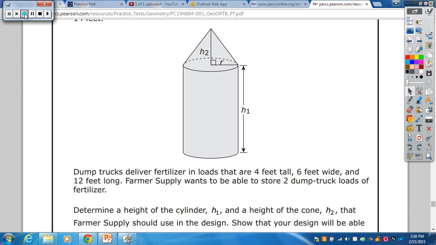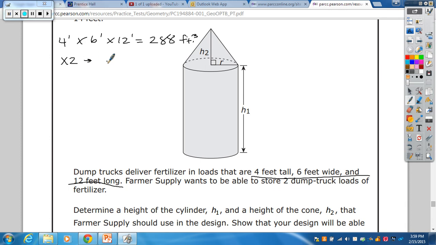All right, so as a result, we need to figure out what the volume of that's going to be. And remember, there's 2 trucks that are being brought in there. So as a result, I'm going to go ahead and do 4 feet by 6 feet by 12 feet. Gives me a total volume of 288 cubic feet. Okay, that's the total volume. But there are 2 truckloads, so times 2 is going to give us 576 cubic feet.